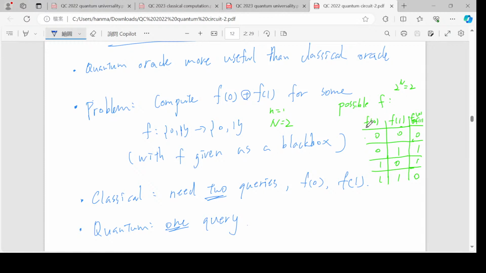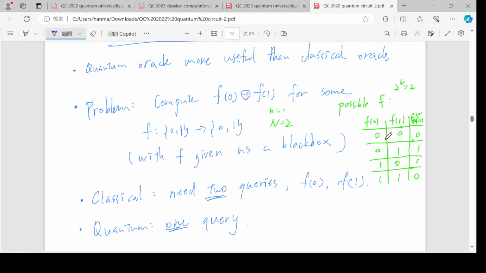So the truth table of this small function f has 4 possibilities. f0 equal to 0 or 1, and f1 equal to 0 or 1, so 0,0; 0,1; 1,0; 1,1. And we want to compute a function on this truth table. The function we want to compute here is f0 plus f1. It's a 1-bit output, so there are 2 possibilities, and we list it here. It's 0 when f0 equals f1, and it's 1 when f0 does not equal f1.